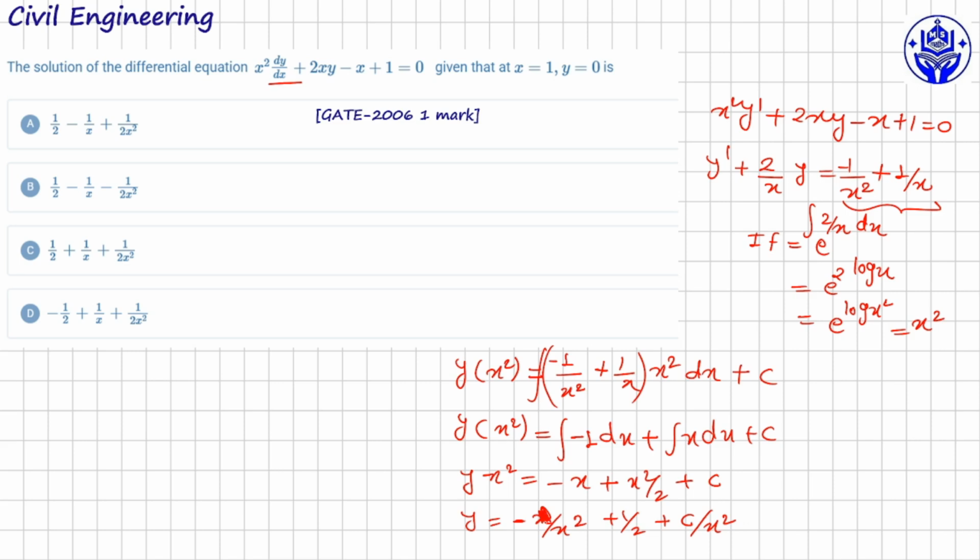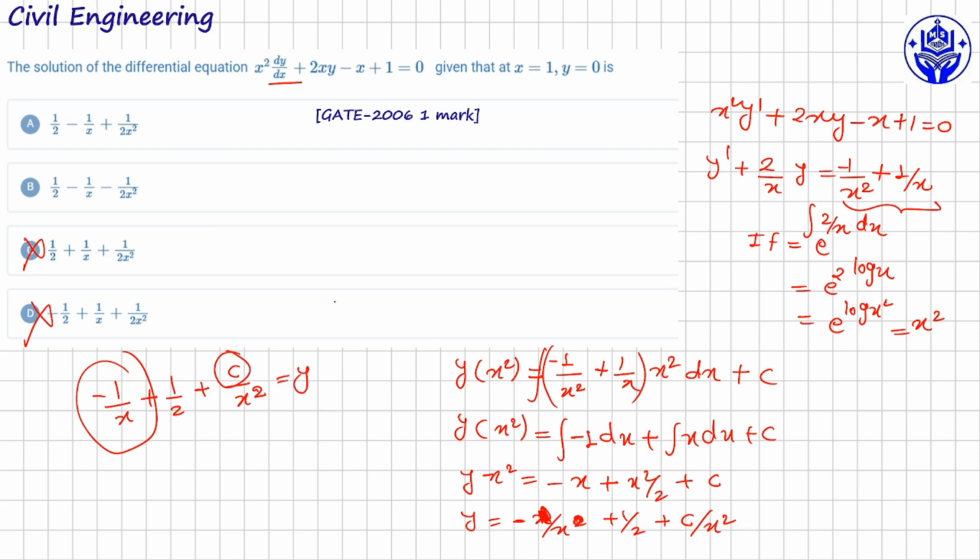If it is nothing but 1 upon x, so here it is minus 1 upon x plus 1 by 2, 1 by 2 plus c upon x square. One thing is that if it is minus 1 by 2, it's not correct. It is 1 by 2. Then it is also not correct. So we have to calculate c.